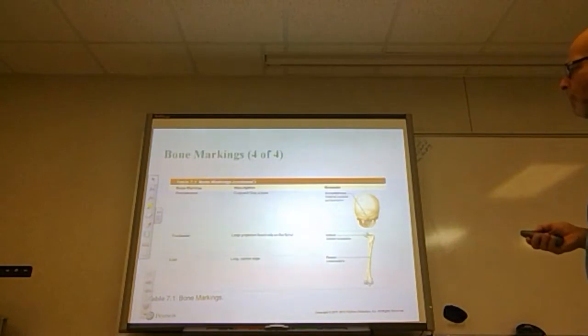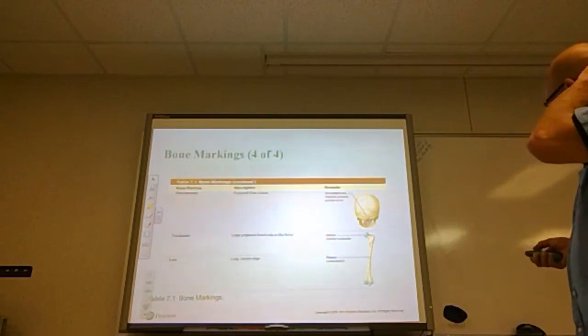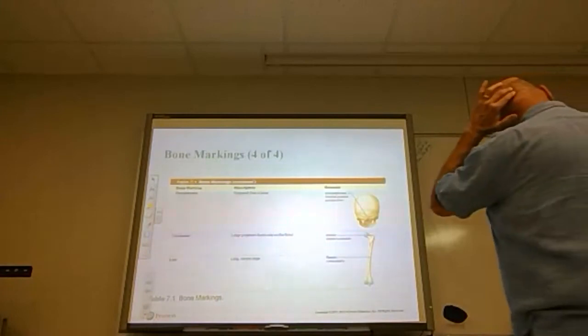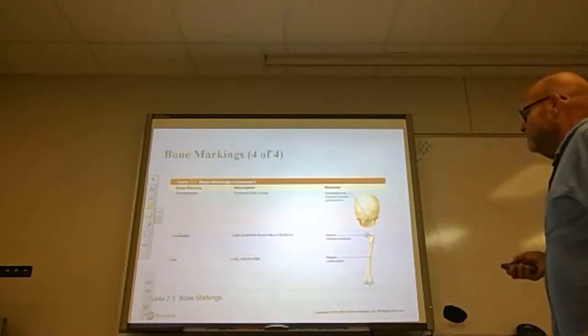A few more bone markings. We have a protuberance, which is an outgrowth of bone. There is the external occipital protuberance on the back of your occipital bone, so sort of the back of your head, right in that general vicinity there.